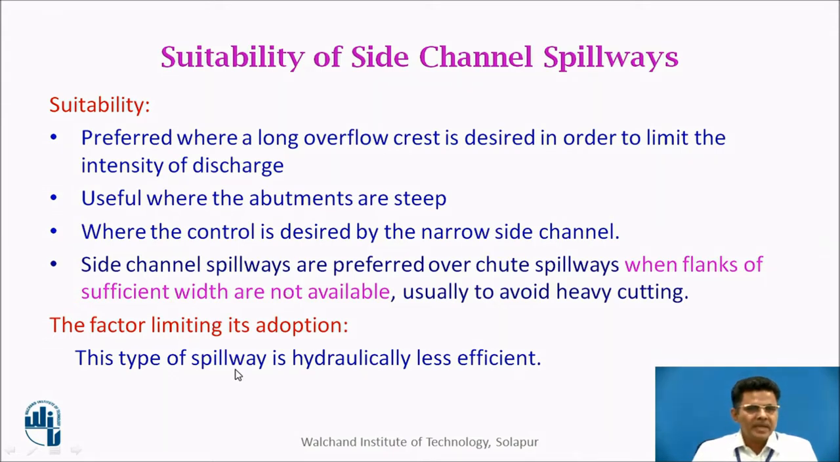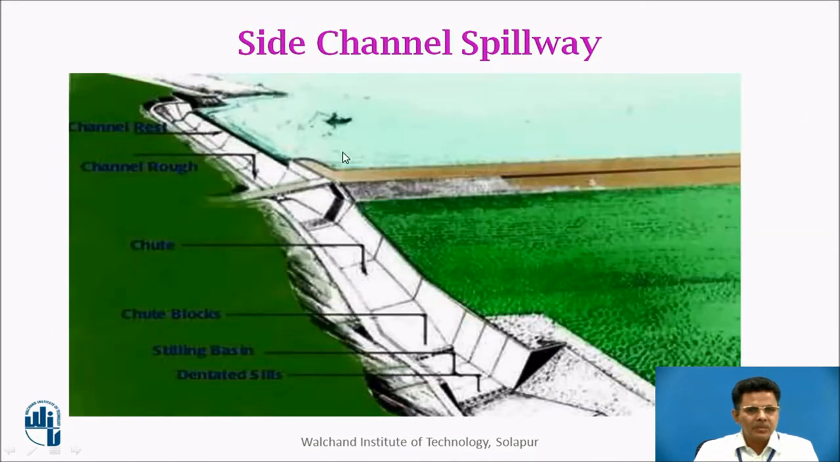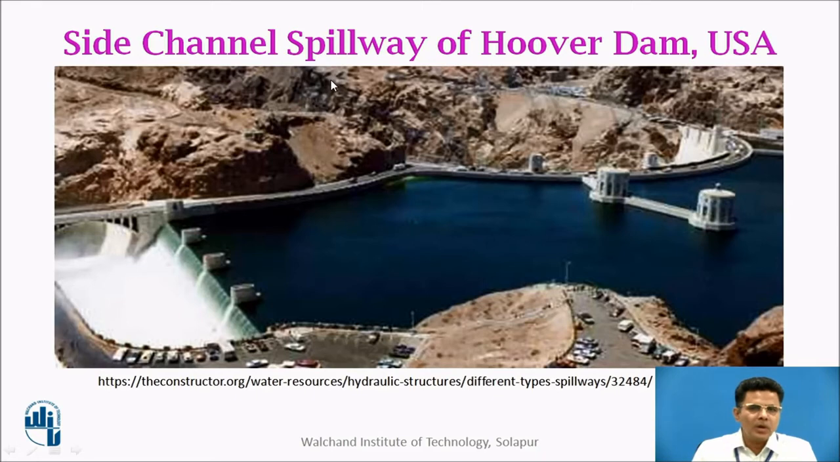That this type of spillway is hydraulically less efficient as water needs to take a turn. So this is a side channel spillway of Hoover Dam. This is a narrow gorge across which this arch dam, Hoover Dam, is constructed, but again they have provided a side channel spillway. So this is that side channel spillway. This is the crest of that spillway. Excess water falls in this side channel, takes a 90-degree turn, and thereafter it enters into a tunnel, and that tunnel passes the excess water to the downstream side.